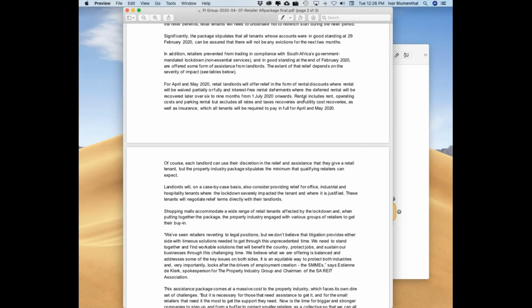Let me read this to you from the PIGS proposal, so the Property Interest Group proposal. It says rental includes rent, operating costs, parking, and parking rental, but excludes rates and taxes recovery and utility cost recovery, as well as insurance, which all tenants pay. So that's the PIGS proposal. That rental includes rent, operating costs, and parking rental.